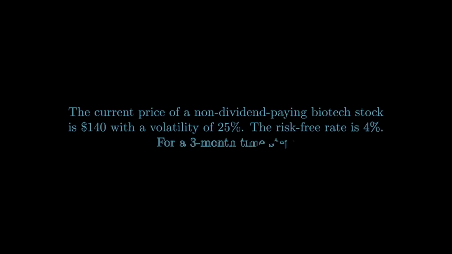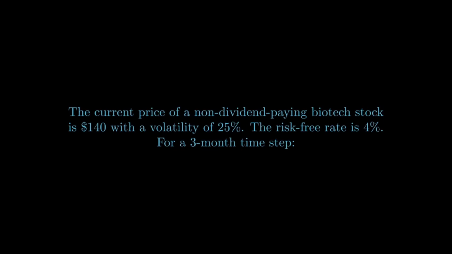U is equal to the exponent of volatility times the square root of delta T, while D is the reciprocal of U. Now we apply the two-step binomial model for pricing a European call option, a European put option, and an American put option. Doing this will give the insight to answer the question why the American put option is more expensive.